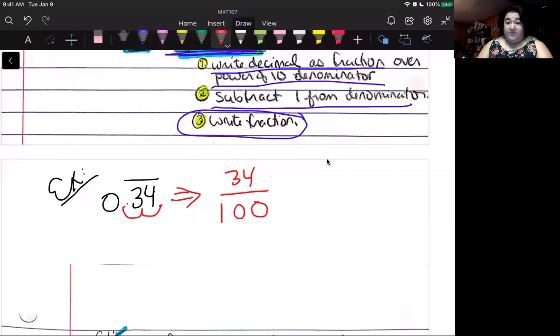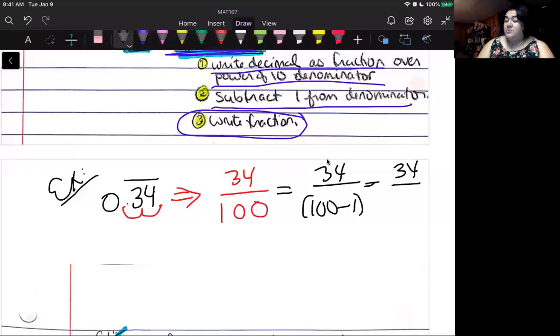This is 34 hundredths repeating, right? So to make the adjustments, I now follow step 2, which says subtract 1 from the denominator. Okay, well, that means that I'm going to have 34 and 100 minus 1. What is the resulting fraction? That's going to be 34 over 100 minus 1 is 99. This is the resulting fraction that corresponds to this decimal.